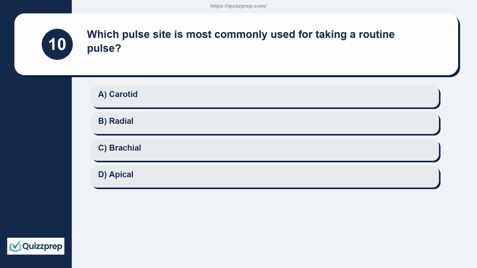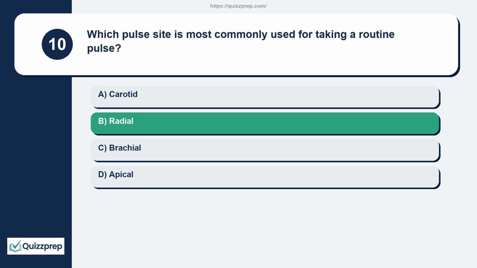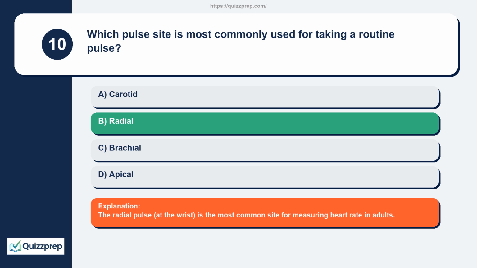Question 10. Which pulse site is most commonly used for taking a routine pulse? Carotid, radial, brachial, apical. The radial pulse, at the wrist, is the most common site for measuring heart rate in adults.